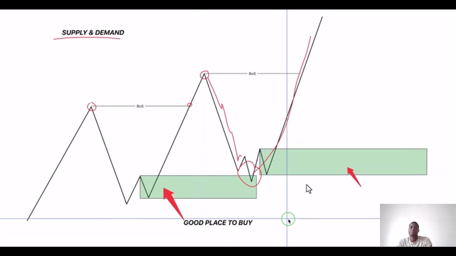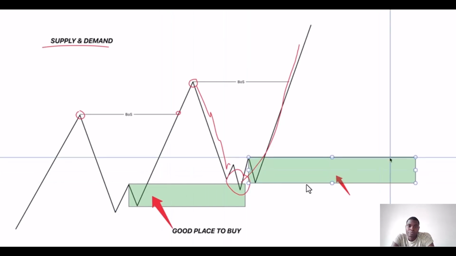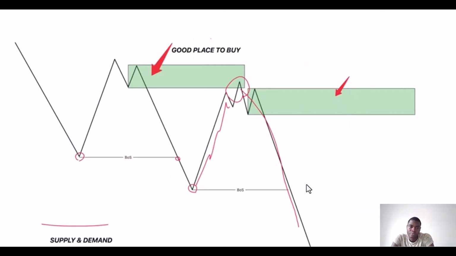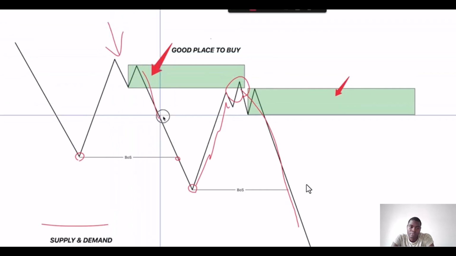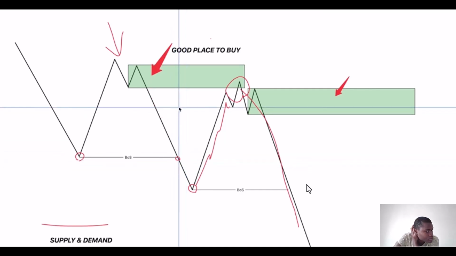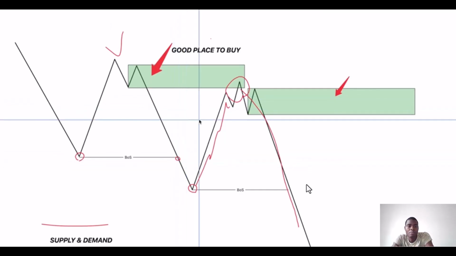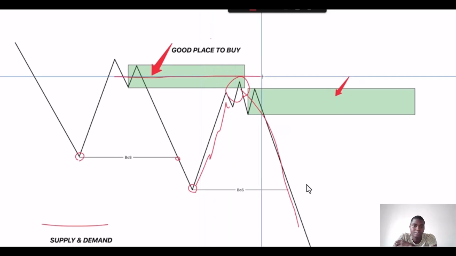So that is what supply and demand is. Now this is demand, the buy side. On the sell side, it works the exact same way, except what's happening here is the institutions are injecting significant amounts of supply into the market. So that is why we call it supply instead of demand. Obviously, this is then seen as a premium price to sell.